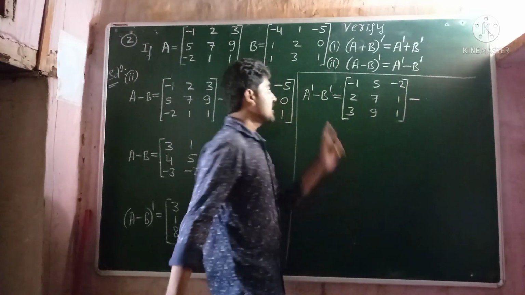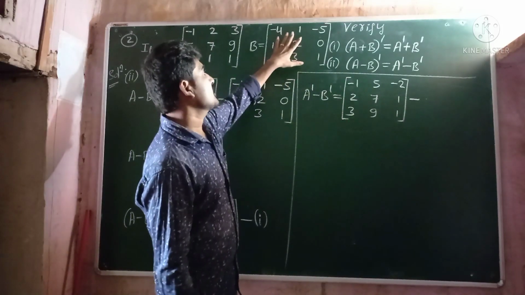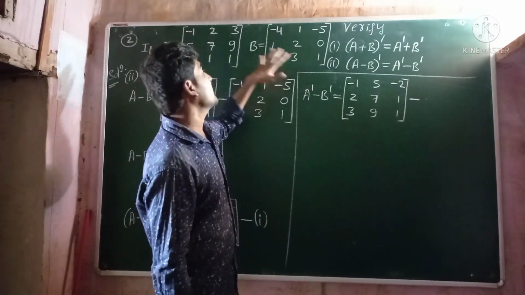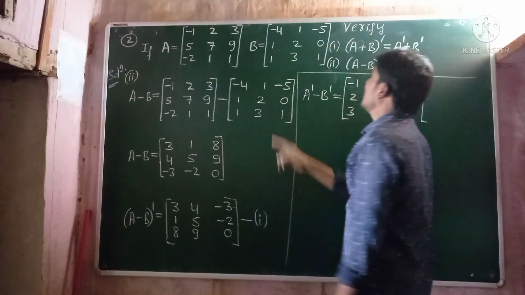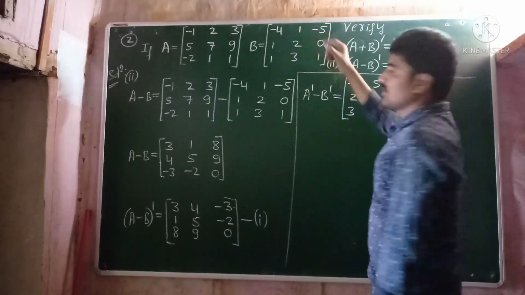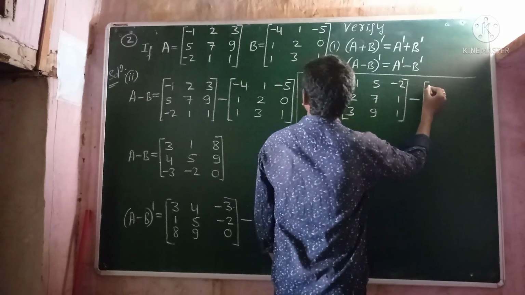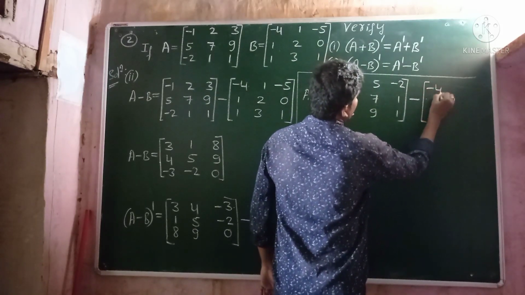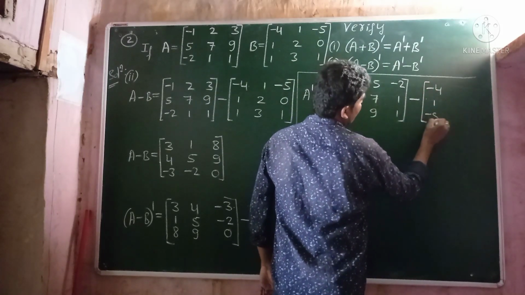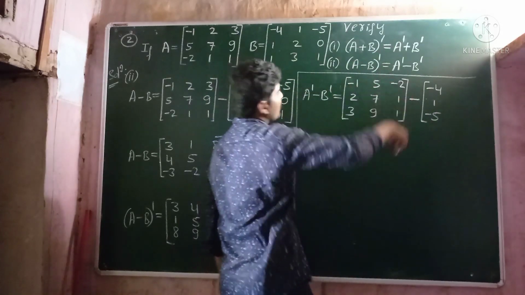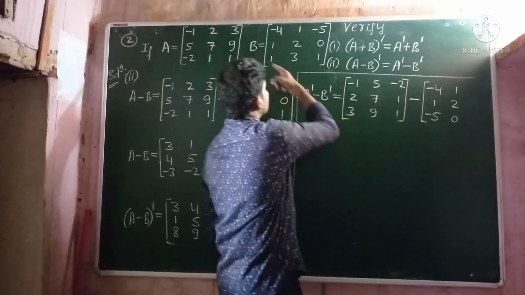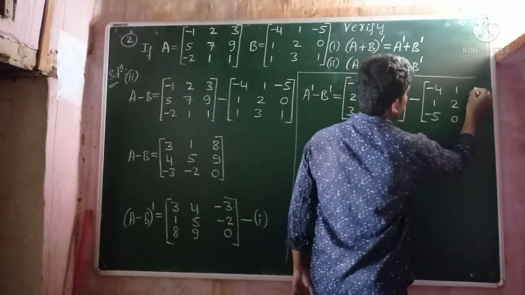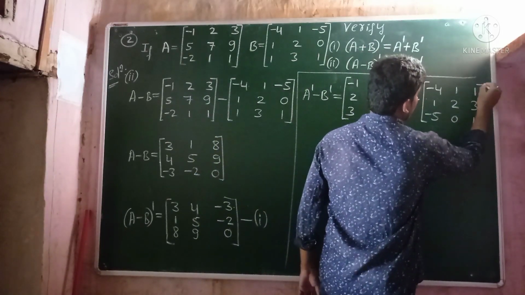B dash is obtained by interchanging rows and columns of the matrix B. Therefore, B dash matrix is equals to minus 4, 1, minus 5 becomes first column of the matrix B dash. Second row becomes second column 1, 2, 0. Third row becomes third column 1, 3, 1.